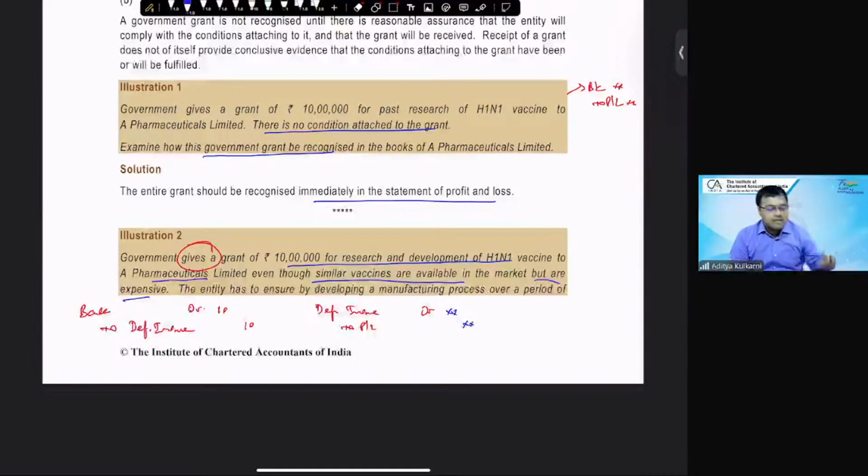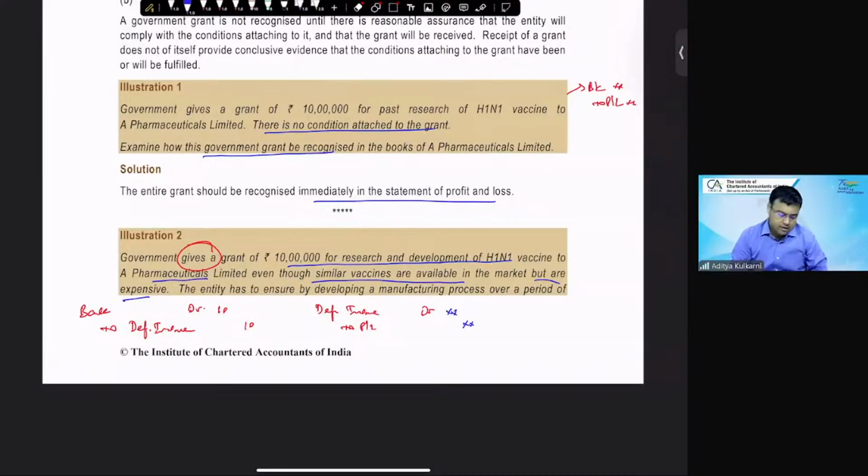We will have to say that the grant will be immediately recognized as deferred income, and it will be recognized as income in the profit and loss on a systematic basis over the next 2 years. On a systematic basis means you only tell what the systematic basis is, because your question has not given me that particular input. You can take it in the ratio of the expected cost of development of that vaccine, or you can just do it as an equal amortization over the next 2 years, 5 lakh rupees.